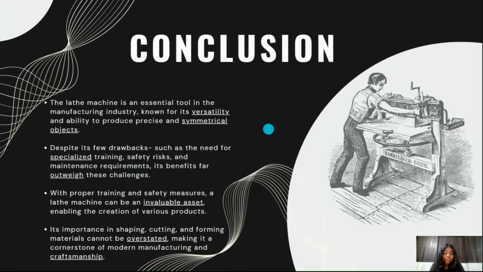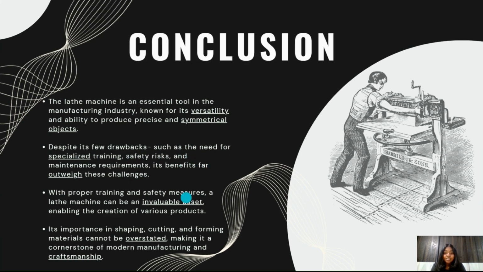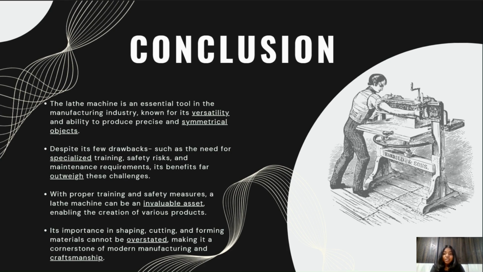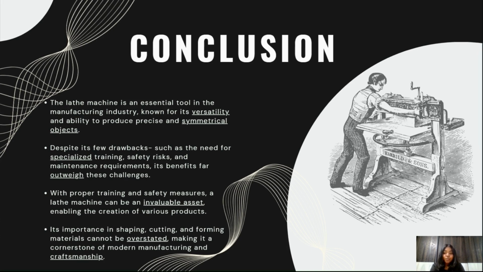So finally the conclusion. The lathe machine is an essential tool in the manufacturing industry, known for its versatility and ability to produce precise and symmetrical objects. Despite its few drawbacks, such as the need for specialized training, safety risk, and maintenance requirements, its benefits far outweigh these challenges. With proper training and safety measures, a lathe machine can be an invaluable asset, enabling the creation of various products. Its importance in shaping, cutting, and forming materials cannot be overstated, making it a cornerstone of modern manufacturing and craftsmanship.